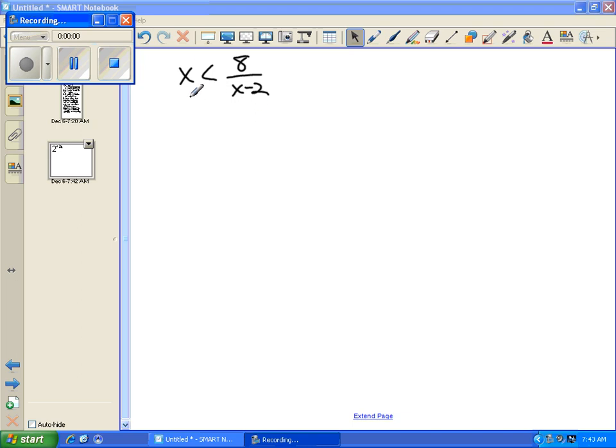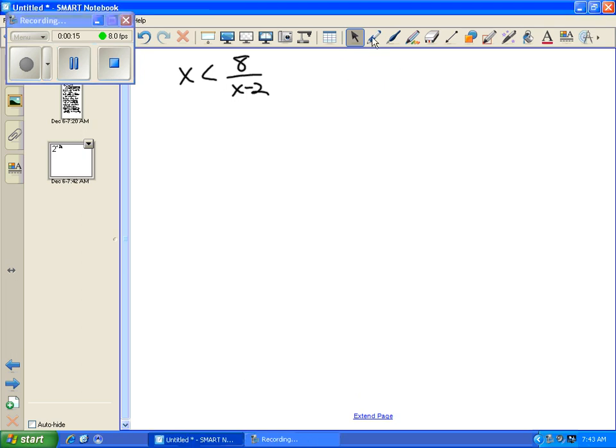Here we go. We're going to solve this inequality by using the steps that I talked about in the previous video. First thing I want to do is get all the terms over to one side of the inequality. So I'm going to subtract this 8 over x minus 2 to bring it to the other side. It'll look like this: x minus 8 over x minus 2. Now it'll be less than 0.